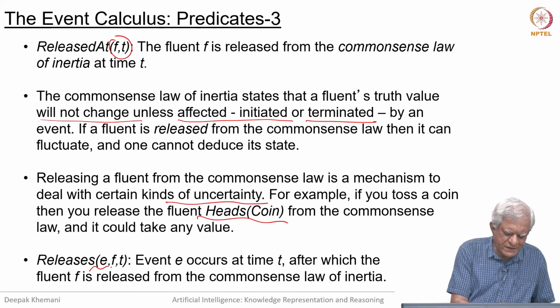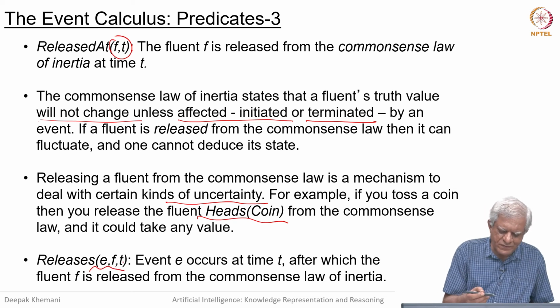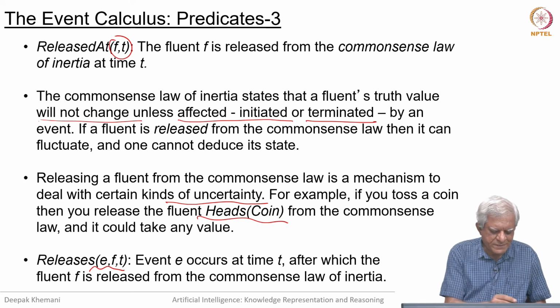So, an event E can release a fluent F if it happens. That is the predicate Releases.